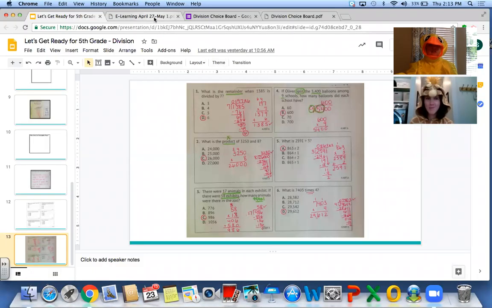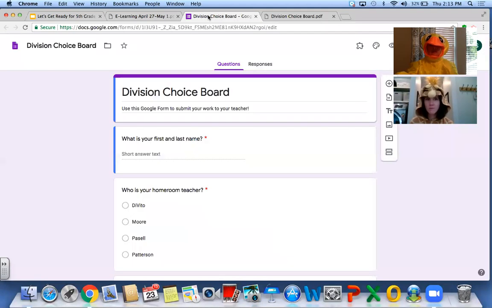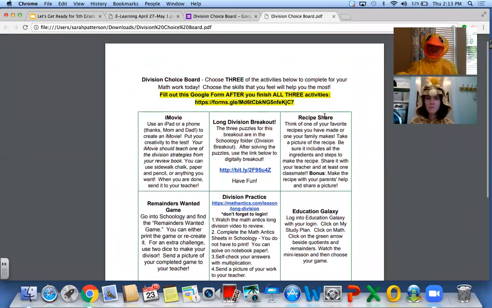You guys know that you're used to looking at our lesson plan. Make sure you're checking that. It looks pretty much the same every week now. The division choice board is ready to go for you guys. We've got some cool stuff on there. I love our kind of special box this week. We're doing a little recipe share.